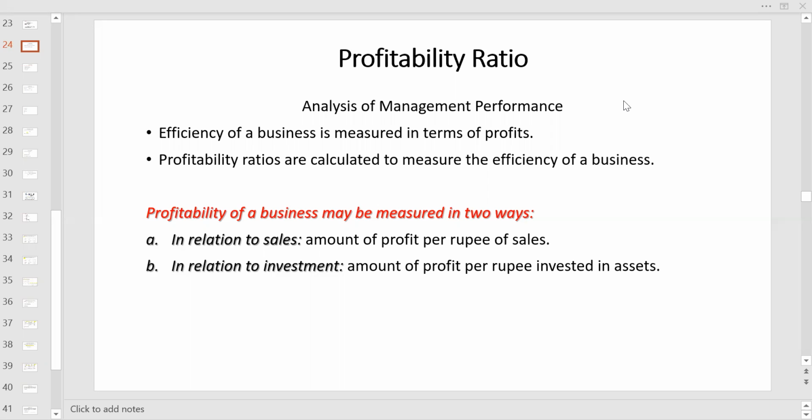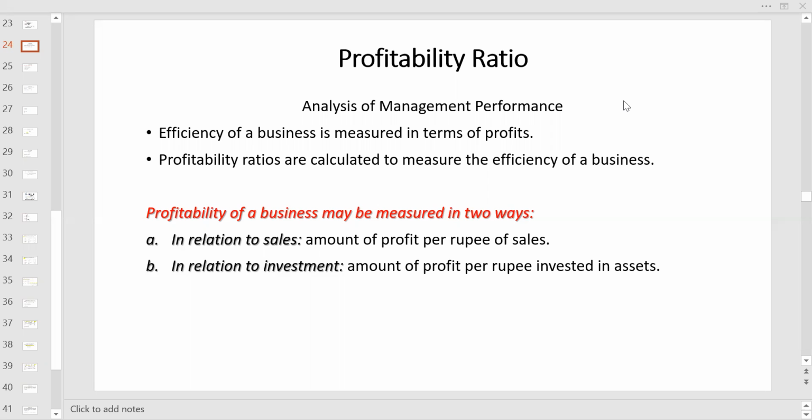जितना ज्यादा प्रॉफिट होगा उतना कंपनी अच्छा है according to our interpretation. So that is the thumb rule for any ratio we are going to cover in this profitability ratio: higher the ratio, good for the company. Higher the ratio, good for the company.